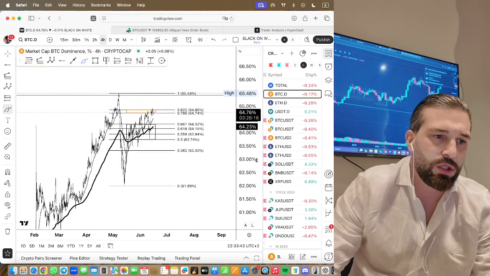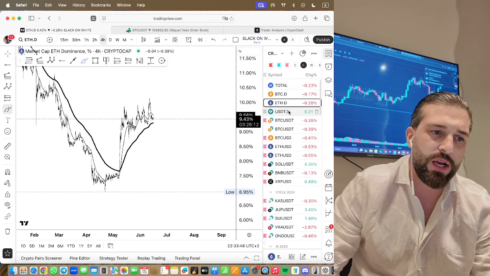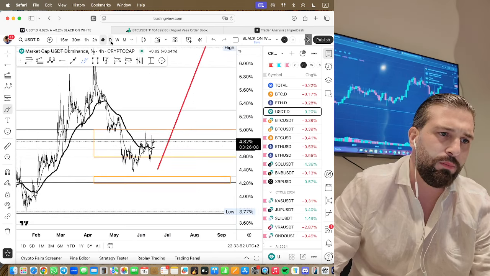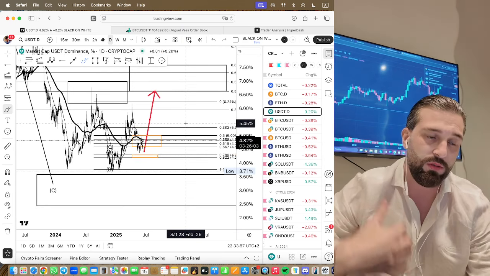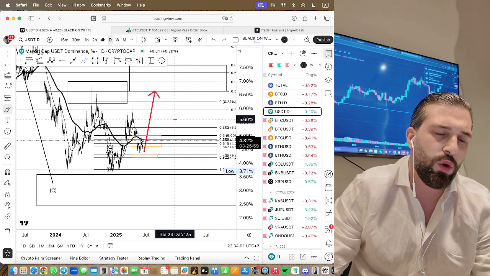Bitcoin dominance is continuously rising. Ethereum dominance is still dropping after becoming a little bit higher, but not having any results with that. USDT dominance is also still in buy zone, which means if USDT dominance increases, people are putting money into USDT, so putting money out of the market or liquidating their positions and holding it and waiting.